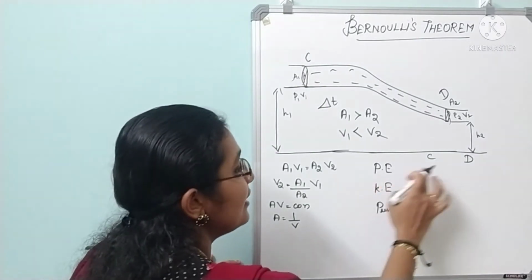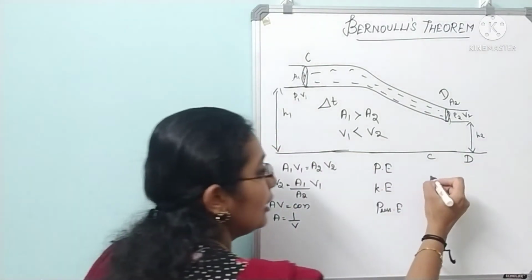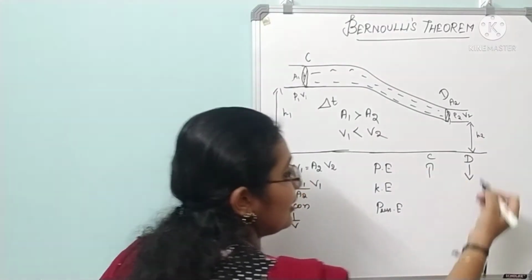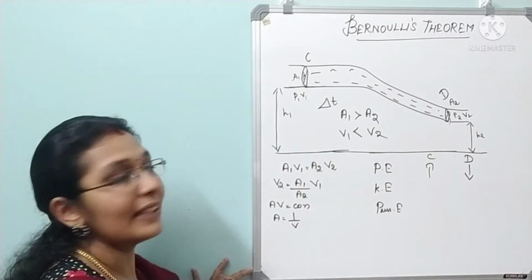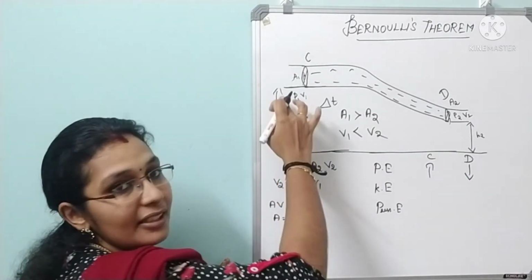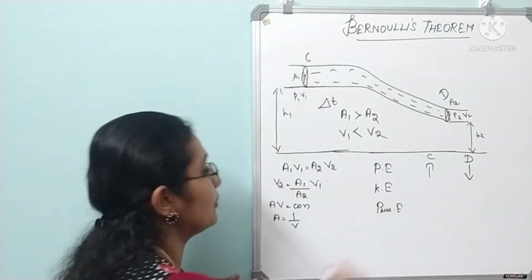So potential energy at point C or D, which is greater? C, right? It is lesser when it reaches point D, because you know potential energy increases as height increases. So here only the height is more when compared to here. Yes? So you can write it this way.